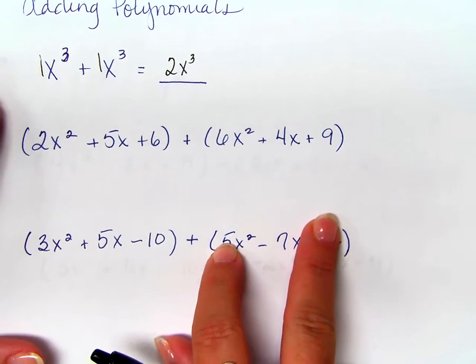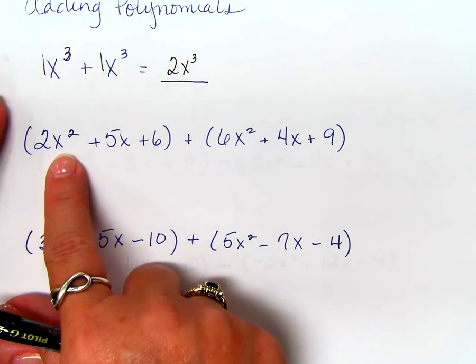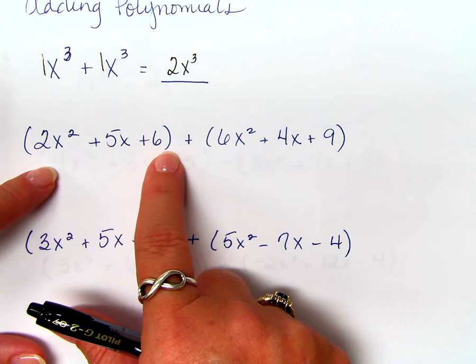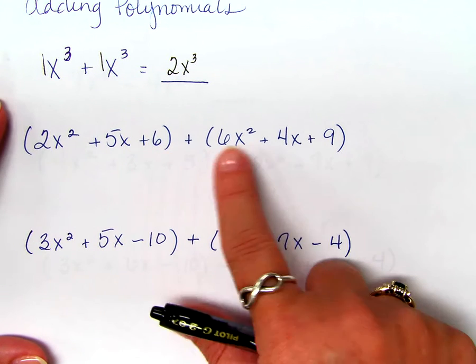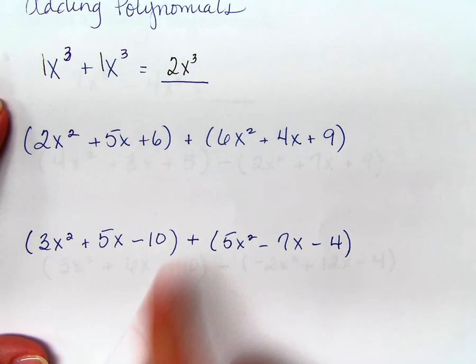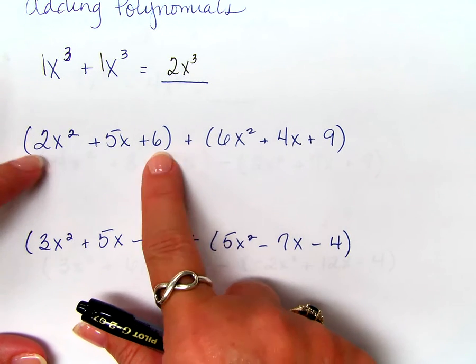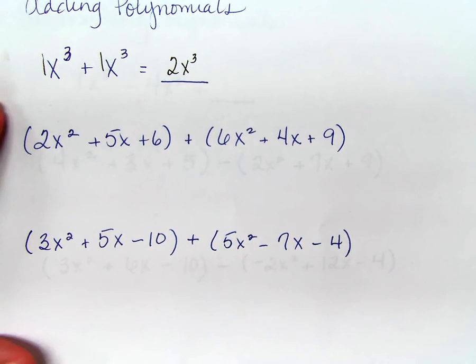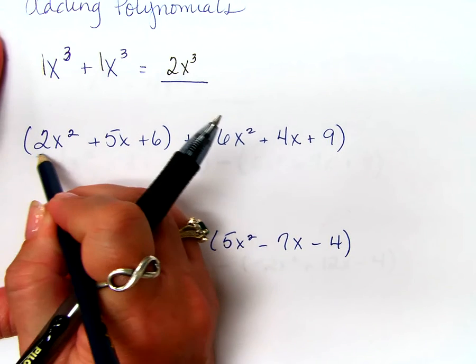Now, what about something like this? 2x squared plus 5x plus 6, and that's all one polynomial. And then 6x squared plus 4x plus 9. That's all one polynomial. Because I'm adding, are these parentheses really necessary? Hopefully you remember that they are not. Okay? So all we have to do is add like terms.